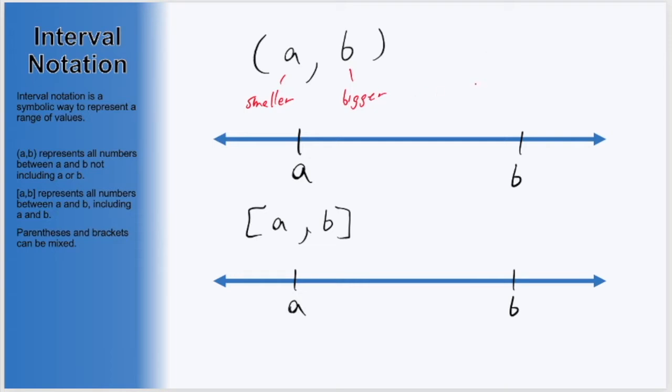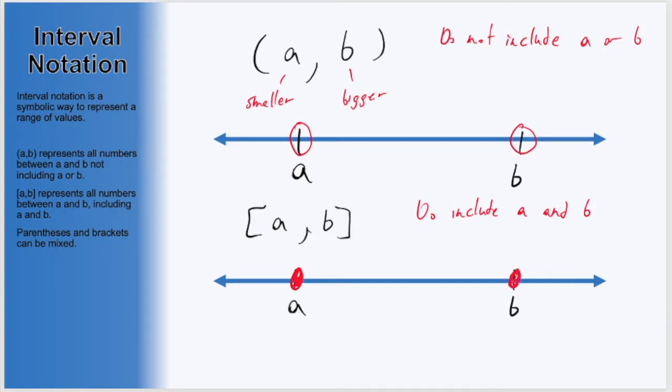The difference between parentheses and brackets is that parentheses do not include the endpoints a or b. This would be the equivalent of having open circles on our number line. Meanwhile, brackets do include the endpoints a and b. So this would be the equivalent of filled-in circles on our number line. And then since each of these intervals covers all the numbers between a and b, we would shade our number line like so.